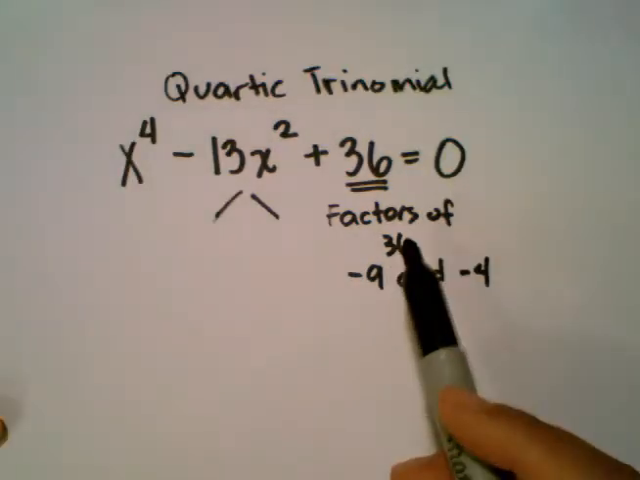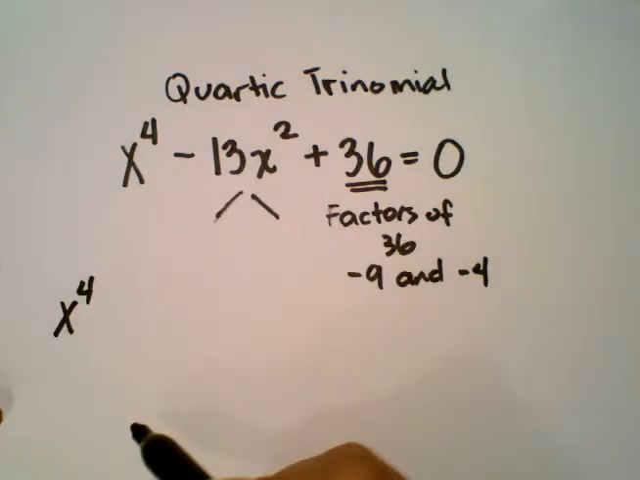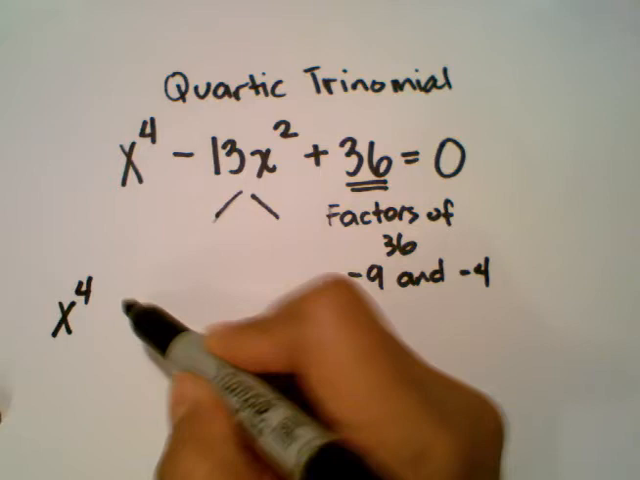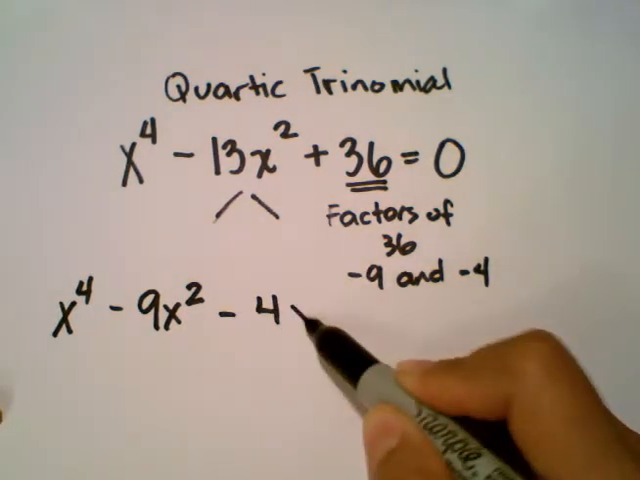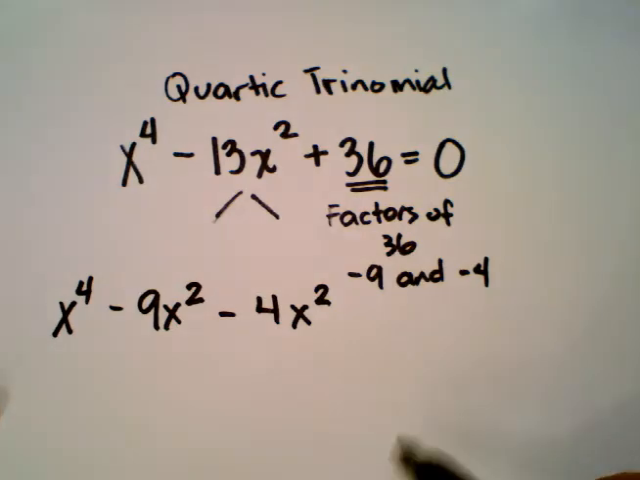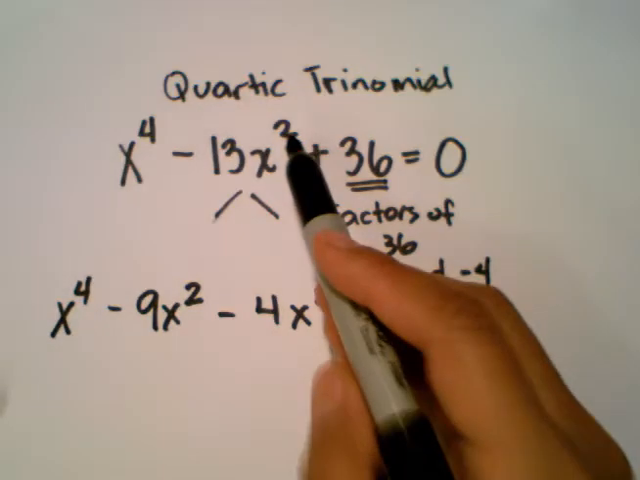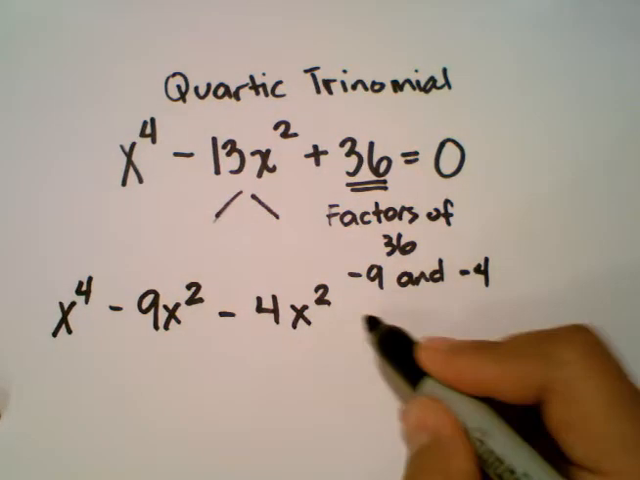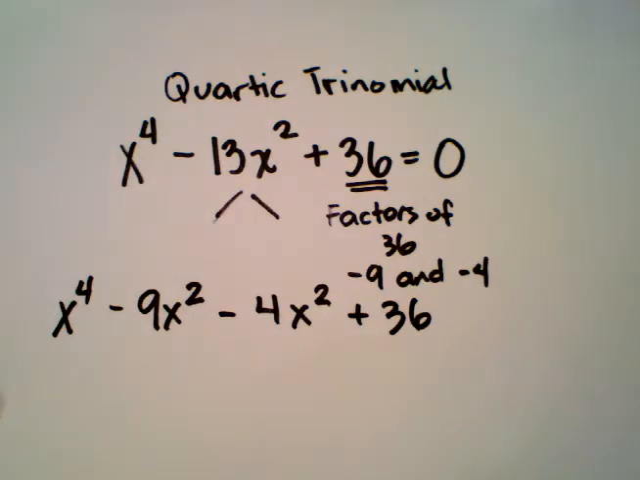So let's rewrite the first term, x to the 4th power, and rewrite the second term as negative 9x squared and a negative 4x squared, so that these two add up together to make negative 13x squared and multiply together so they make positive 36. So I'm just going to write positive 36 at the end, and that is equal to 0.